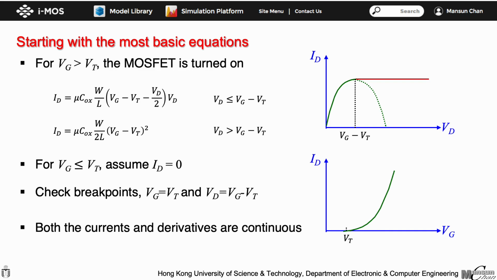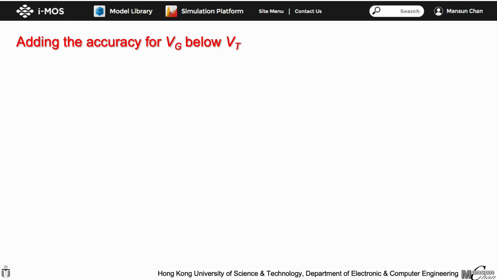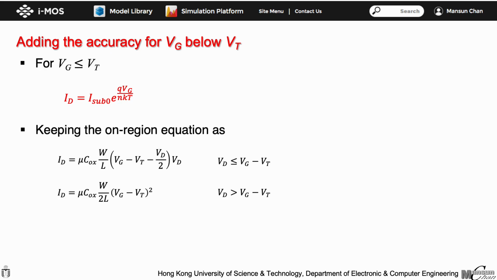However, we know that the classical equations are not accurate enough. In particular, the current of a MOSFET below the threshold voltage Vt is non-zero. We can modify the drain current equation for Vg less than Vt to be an exponential equation with respect to Vg, which is physically derived and given here. At the same time, we keep the same equations when the MOSFET is turned on.